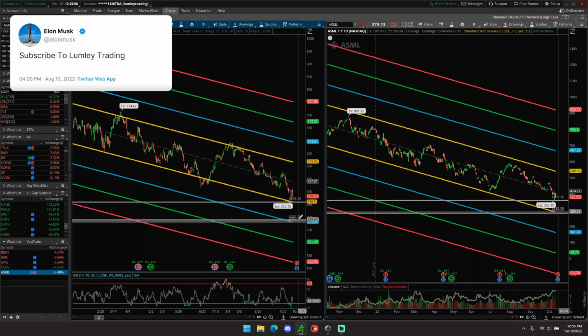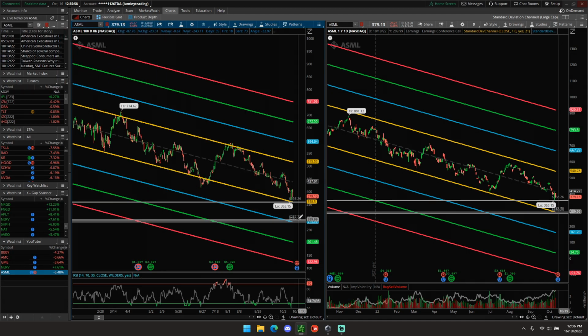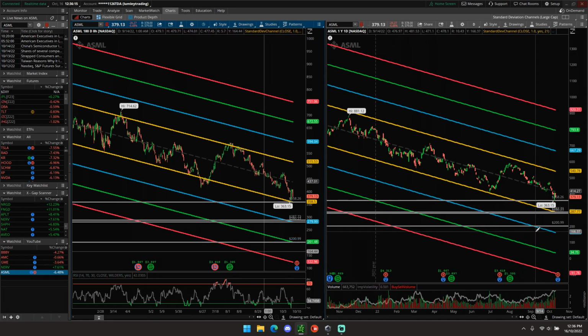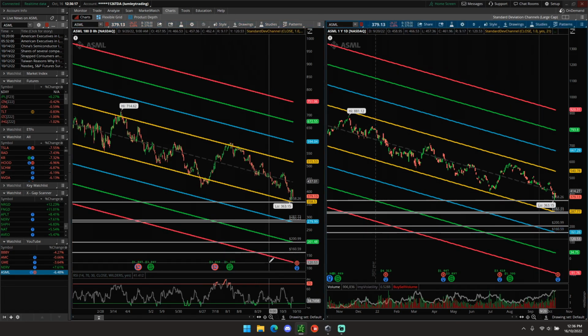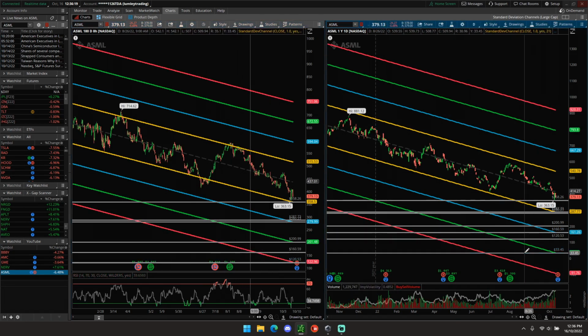So really, I would just be paying key attention to what is happening with inflation and interest rates, because that's going to be the key driver of the market, and in hand probably the key driver of ASML. But if we do continue to fade, this will be a key support, because it is our second deviation on the 6 month and our first deviation on the 1 year chart. Now, if we continue to fade there, we've got $200, $160, $120, and $35.